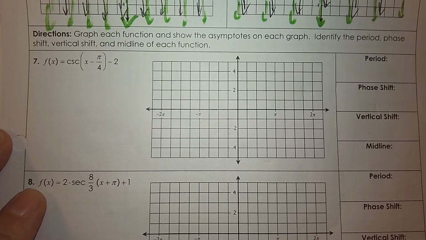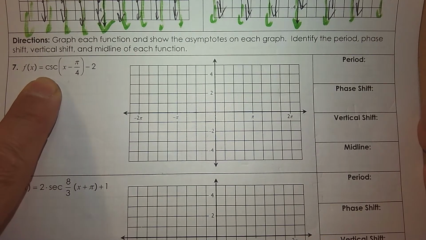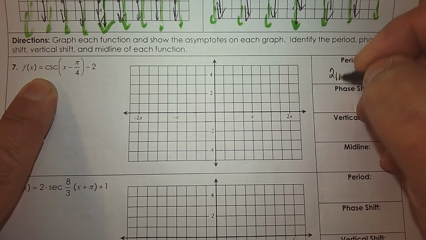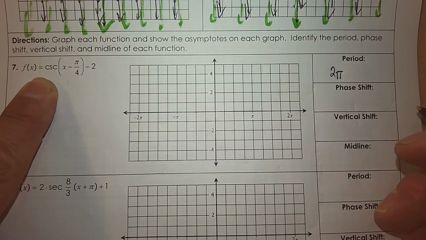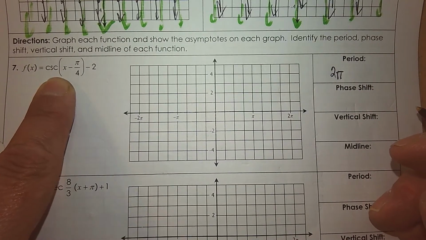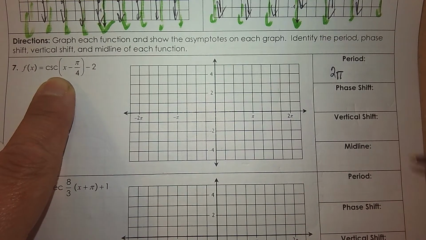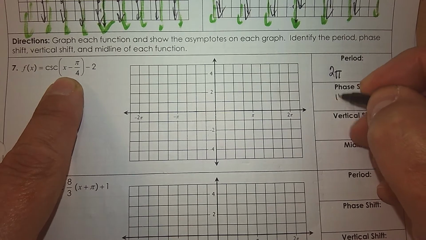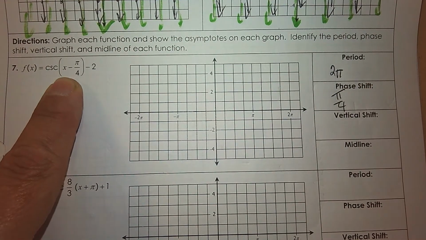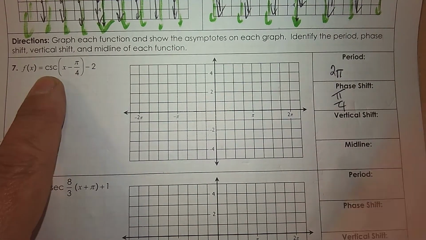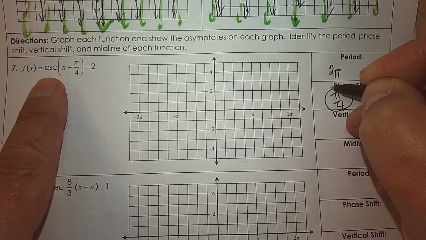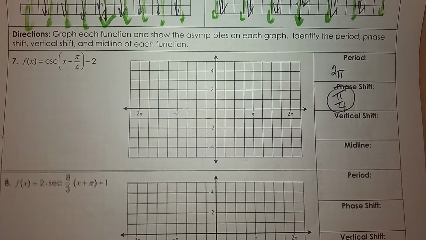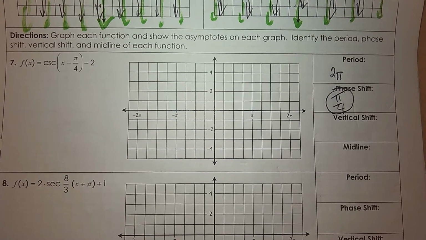You ready? What function are we graphing for number 7? Cosecant. The period for cosecant is 2 pi. Do you see anything multiplying inside that would change that? No, it stays 2 pi. Do you see anything adding or subtracting inside? There's a phase shift. So we change. It's the opposite direction. So it's going to be positive pi over 4. I'm going to circle it because that tells me where I'm going to start my graph. I'm starting now at pi over 4.